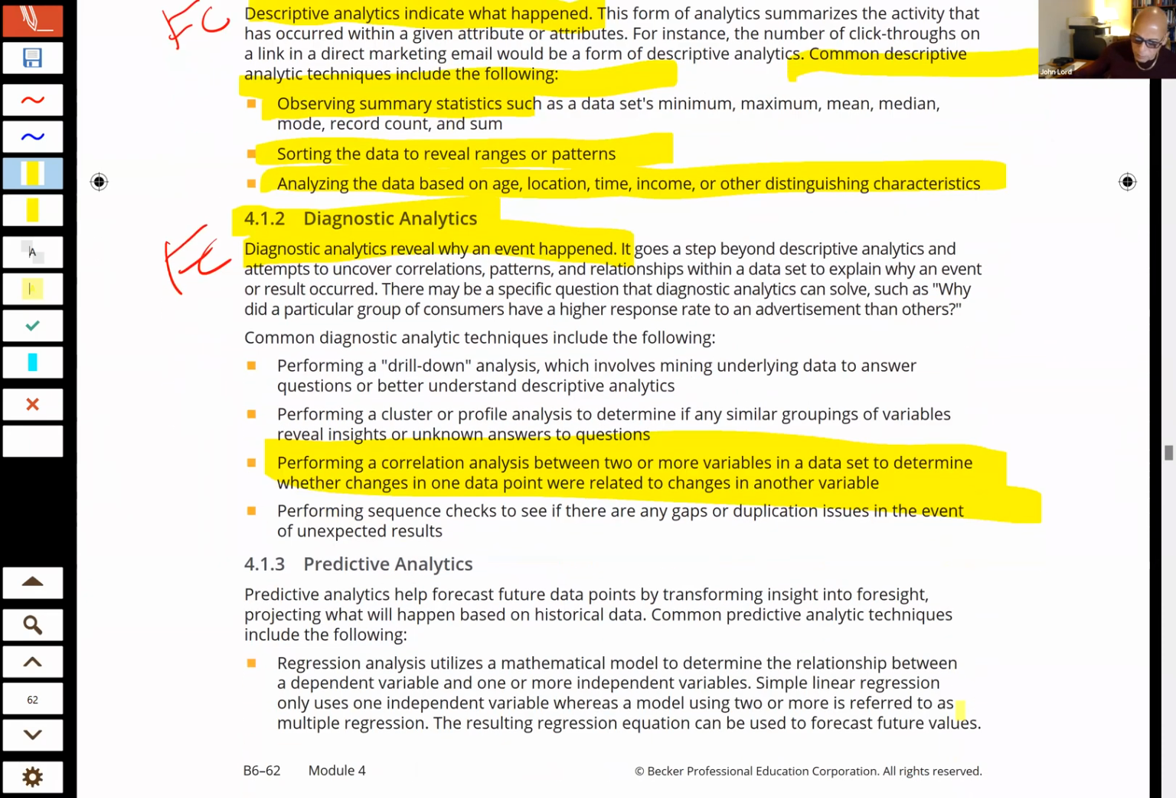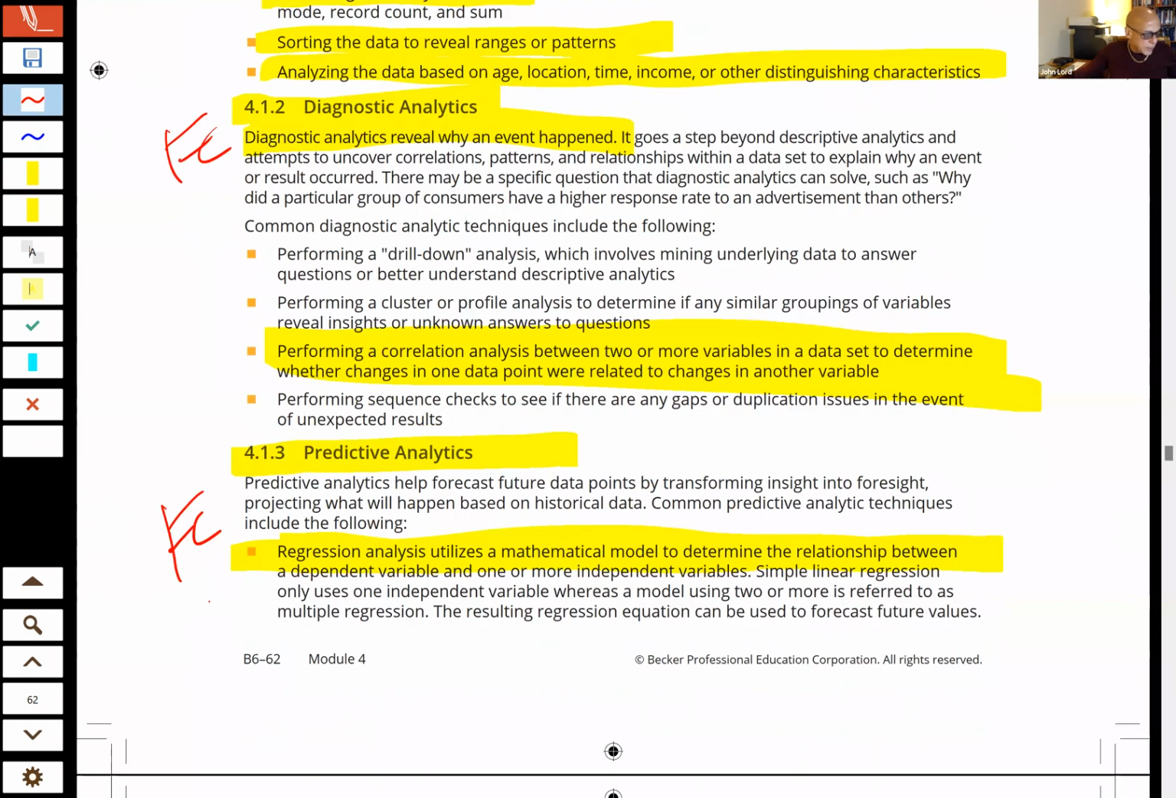Okay, predictive analysis uses regression analysis to provide a mathematical model between a dependent variable and an independent variable, such as sales versus income. Some of the things that we talked about in our economics discussion. Okay, so that's predictive analysis using regression analysis.